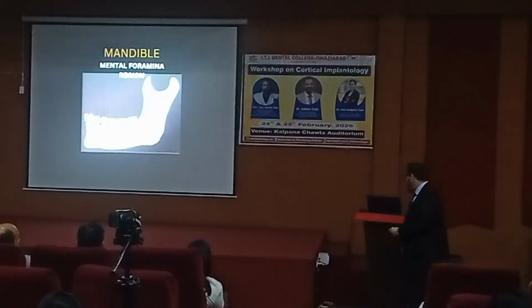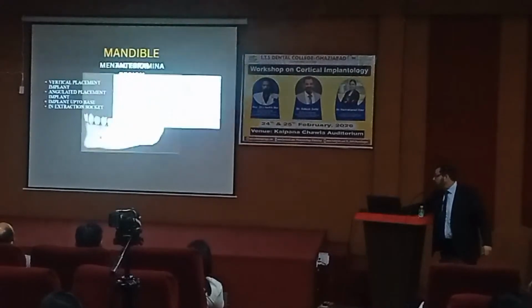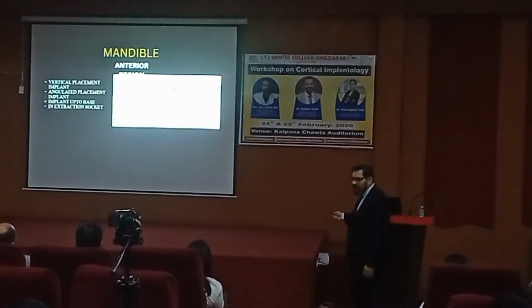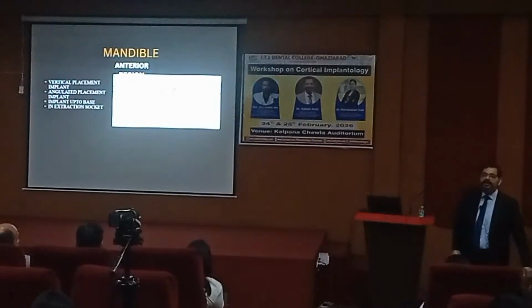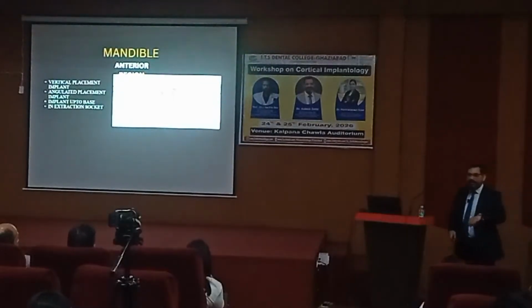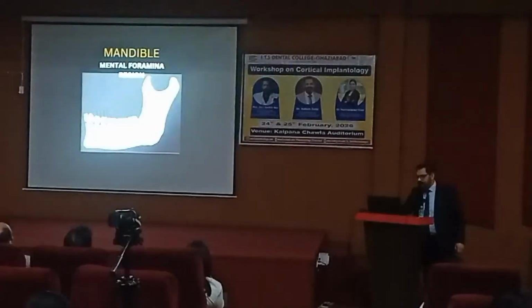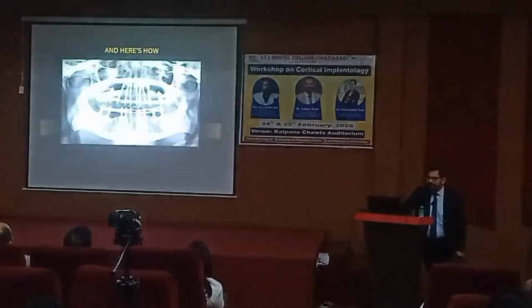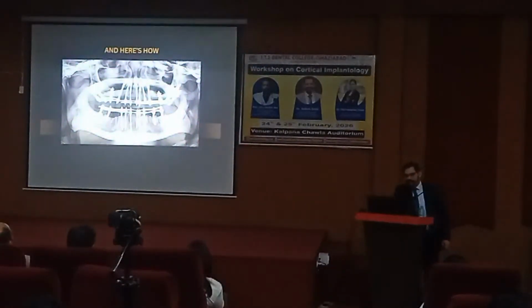Another way to deal with the mental foramen, जो लास्ट स्लाइड मैंने आपको दिखाया, you can start above the mental foramen and you can cross the mental foramen in a tilted way, which is called a canine bypass. You can do the canine bypass. Okay, so posterior region I have already mentioned, you can go with the lingual cortical, buccal cortical, wide body, you can place them. So these are the certain examples.